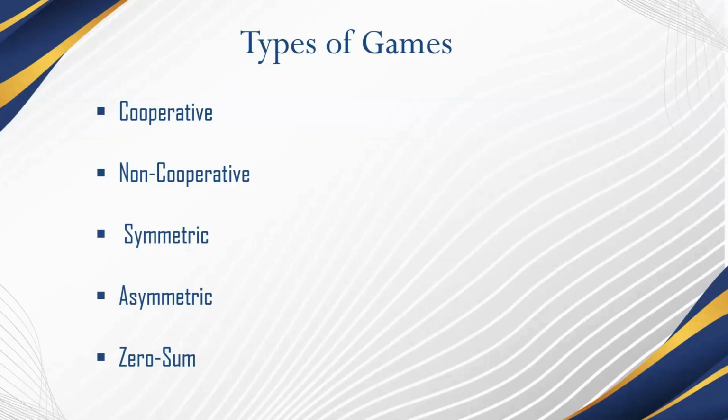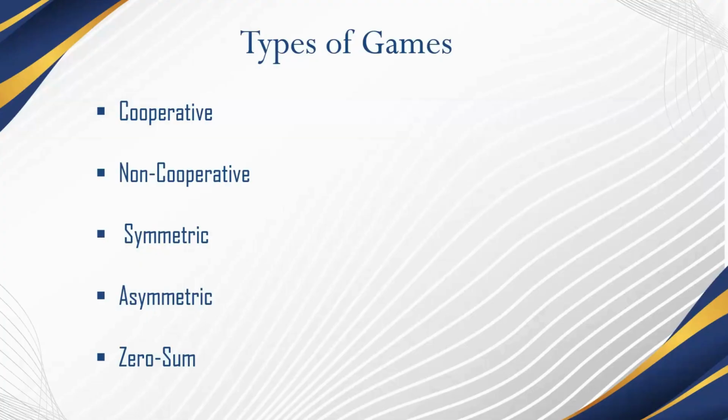Symmetric game. In this type of game, the payoff depends on the strategic choices, not on who is playing them. If two players swap their strategies, their payoffs remain unchanged. Asymmetric game. In this type of game, the payoff often depends on both the strategy choices and the players themselves. Players have different tools or information, leading to different payoffs for the same strategy.